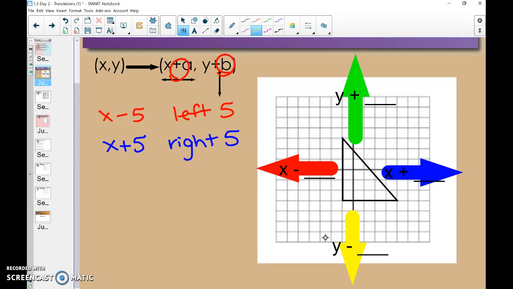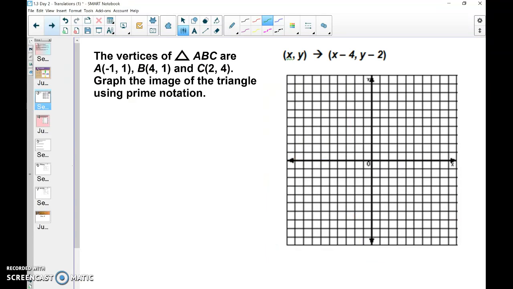On the other hand, we've got the y-coordinates. If I do y minus something, like minus 5, that means it's going to move down 5, because the y-axis moves up and down, and minus would be negative. And on the opposite side, we've got y plus, so if it was y plus 5, it would move the whole shape up 5. And on yours, I believe it already has those directions laid out if you're using Mrs. Crawford's notes. So moving on to the next one, let's actually put this into practice.